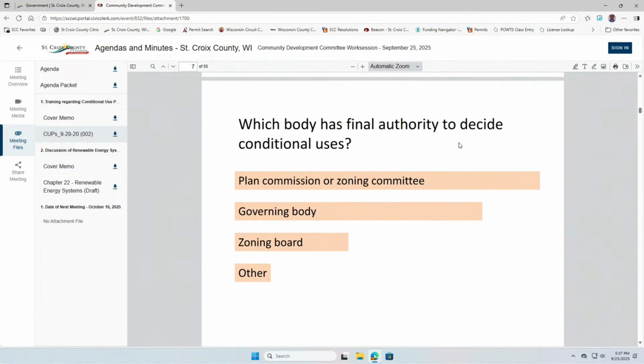So what governmental unit has the authority to approve CUPs? And the answer is it varies across the state. Some counties still have their BOAs doing it. Some counties have their planning or zoning agency doing it, and that's how we are here. But they definitely do not go to the full county board.